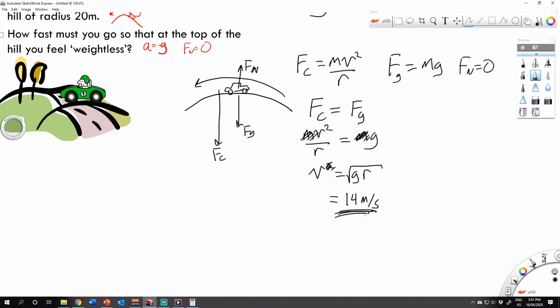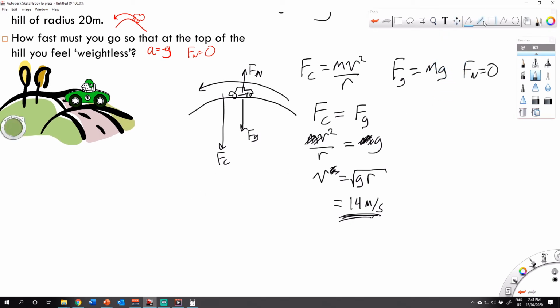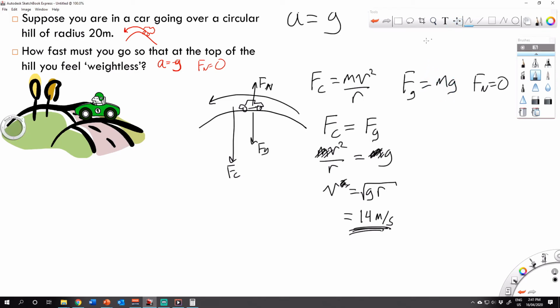Now 14 meters per second is actually kind of tame. I think 14 meters per second is around 50 or 60 kilometers per hour. It's not so bad. But a 20 meter radius hill, I think, is also really small. So if the radius of the hump is larger, you'll obviously have to travel faster over top of that to feel weightless. Roller coasters are really good for this. If you've ever ridden a roller coaster, as you come down a hump, depending on how fast you were going over the hump in the first place, you could feel quite weightless.